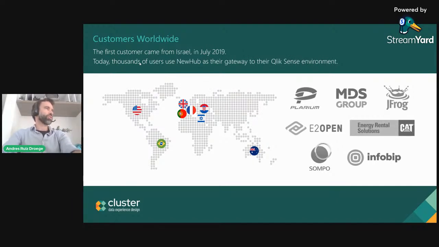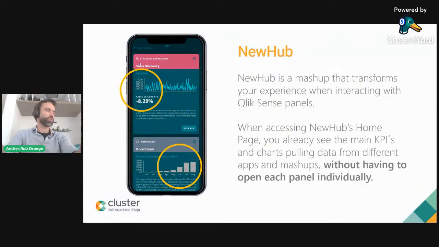Starting from 2019 up to today, we have evolved into serving close to 10,000 users as of today in pretty much all continents on the planet: the US, UK, Portugal, France, Australia, and of course Brazil. We're actually based in Brazil. So that's a bit of history about how NewHub came to be what it is today.